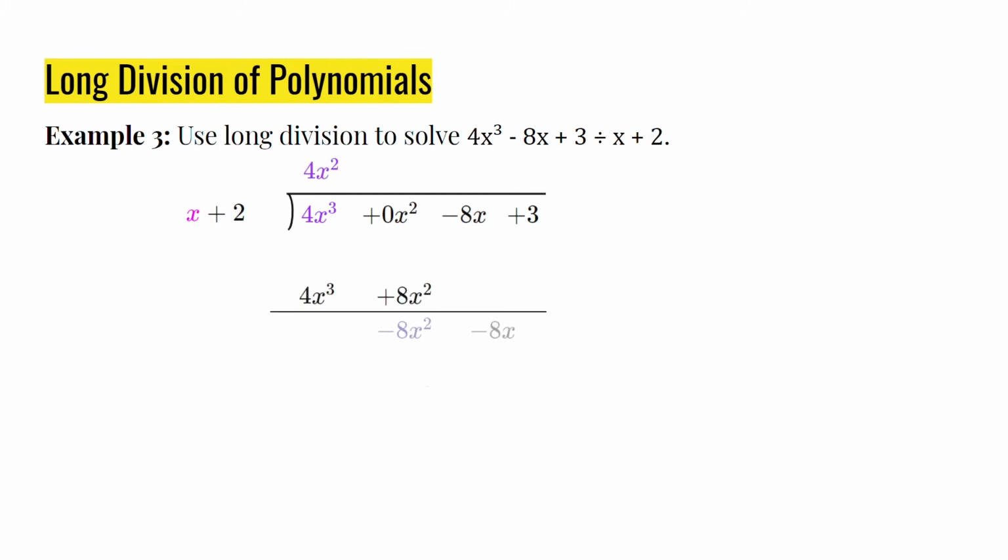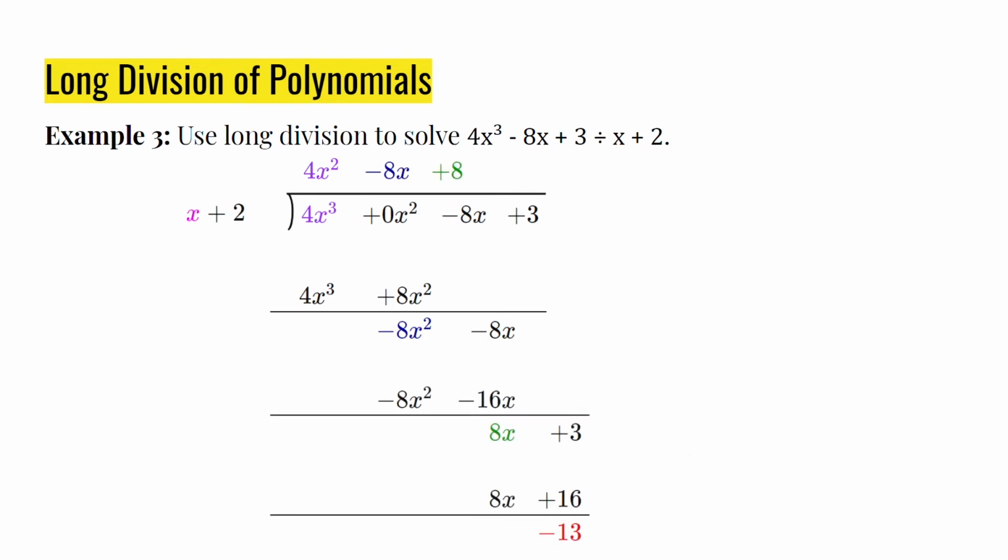So the final answer we should get is 4x squared minus 8x plus 8. Again, remember to write the general statement.